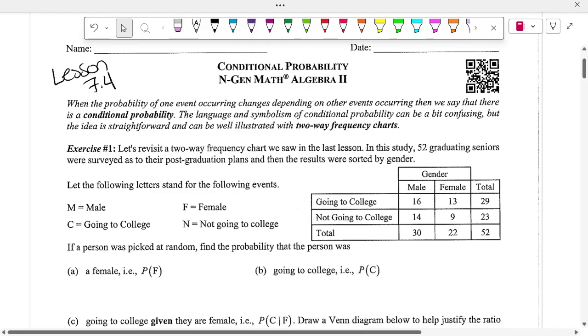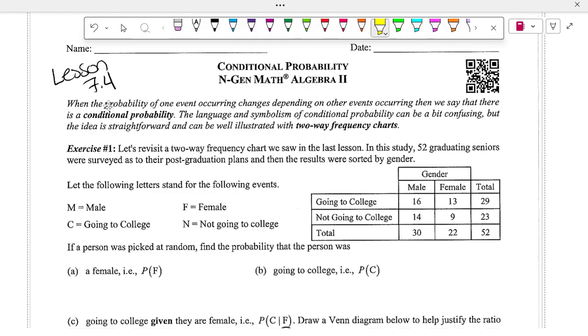All right, so conditional probability. When the probability of one event occurring changes depending on other events occurring, then we say there is a conditional probability. The language and symbolism for conditional probability can be kind of confusing, but the idea is fairly straightforward, especially when you're looking at that frequency table, like we did in the warm-up.